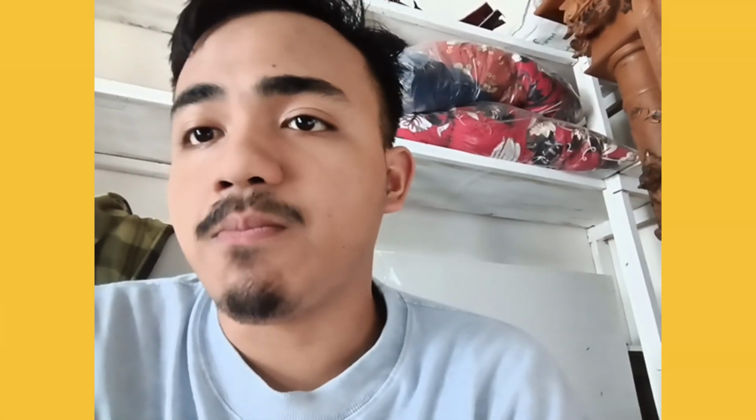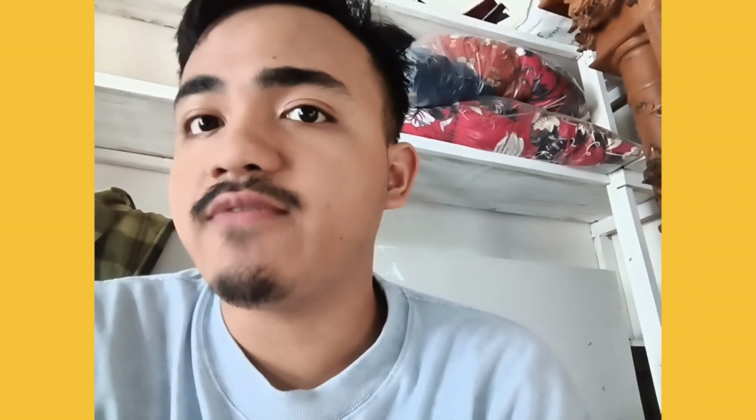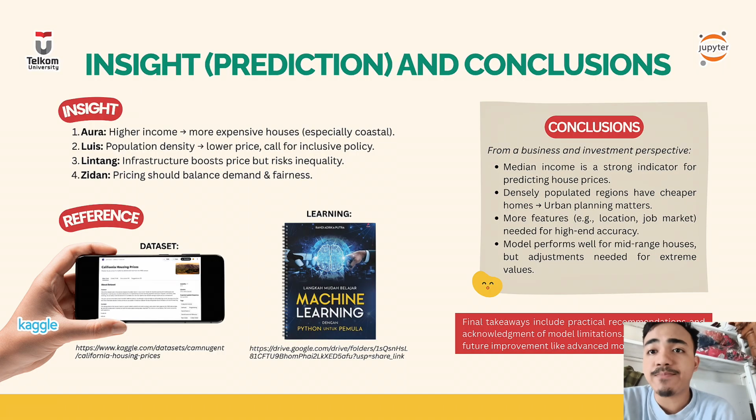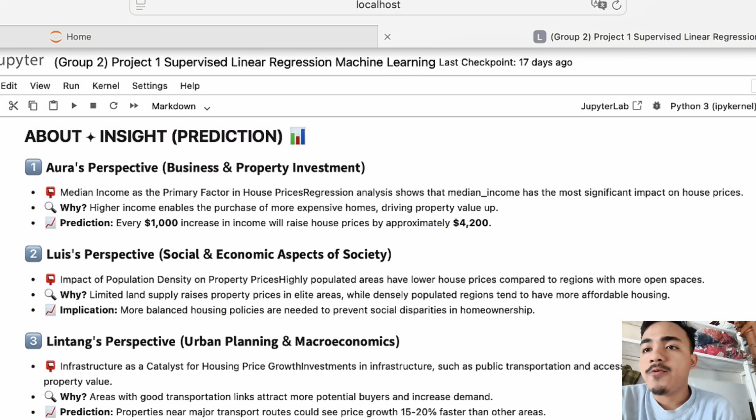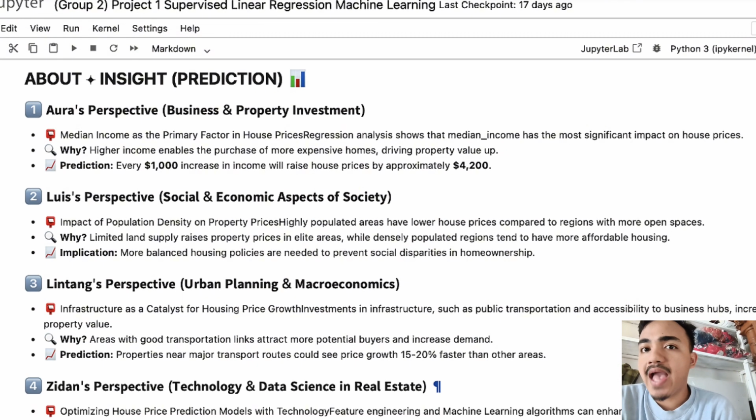Now that we have analyzed the model, let's summarize our insights, final predictions, and also the conclusion. The insight from our perspective about business and property investment highlights that median income is the primary driver of house prices, with a $1,000 increase leading to a $4,200 rise. My perspective about social and economic aspects of society emphasizes that population density affects affordability, with wealthier areas having higher prices due to limited land supply.